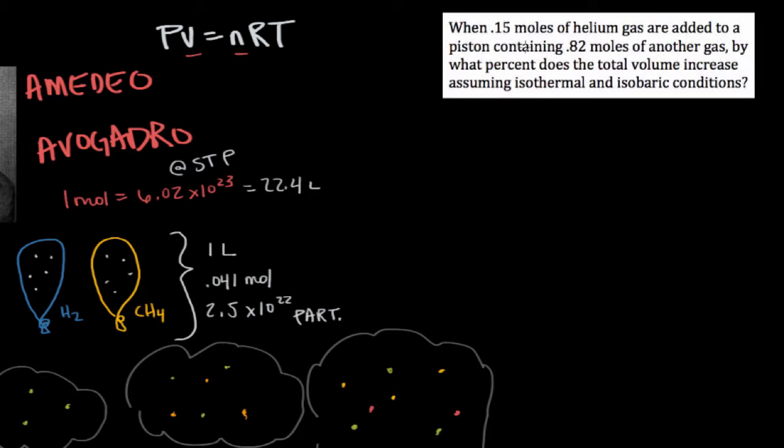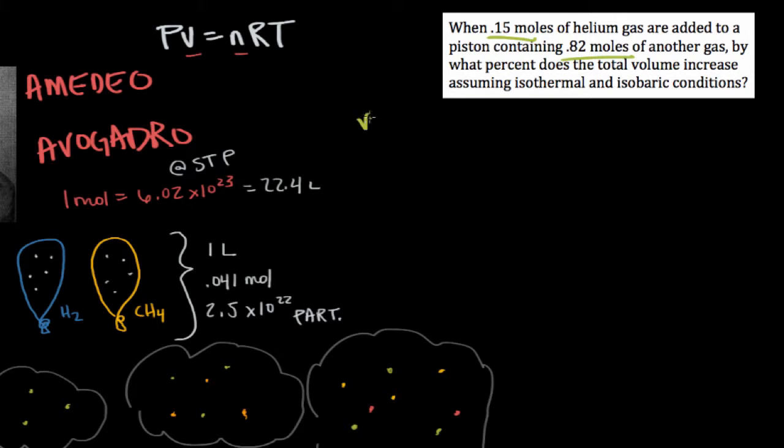So when 0.15 moles of helium gas are added to a piston containing 0.82 moles of another gas, by what percent does the total volume increase, assuming isothermal and isobaric conditions? So isothermal is same temperature and isobaric is same pressure. So we have same temperature, same pressure, and we're looking for the percent of volume increase related to the molar increase. And so this is a perfect opportunity to use Avogadro's law.